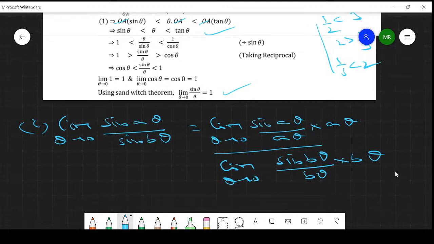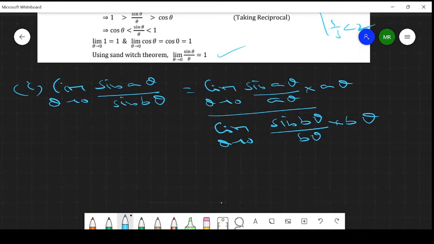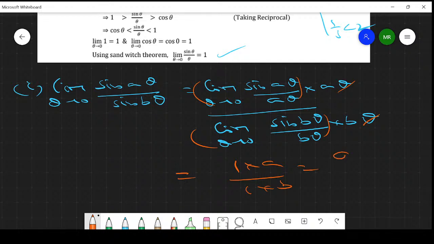I am going to explain the previous result. So here I can eliminate this theta and this theta. If I apply the limit, following the previous one, sin a theta by a theta, theta tends to 0, a theta tends to 0, then this value will become 1. So you will write 1 into a, and by the same thing, this also will become 1, into b. So the answer is a by b. I completed this problem, we got a by b.